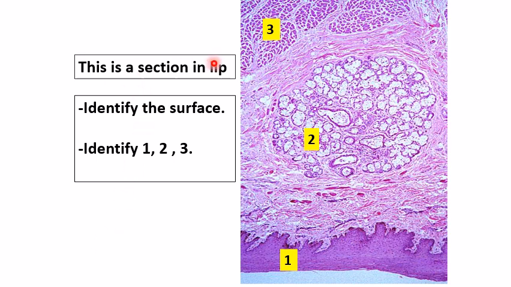This is a section in a lip. The doctor here said that this is a section in a lip. What is this surface? It's the mucous membrane. Why? Because here are the mucous glands and here it is non-keratinized. So 1, non-keratinized stratified squamous epithelium. 2, the labial glands. 3 is the skeletal muscle, which is orbicularis oris.